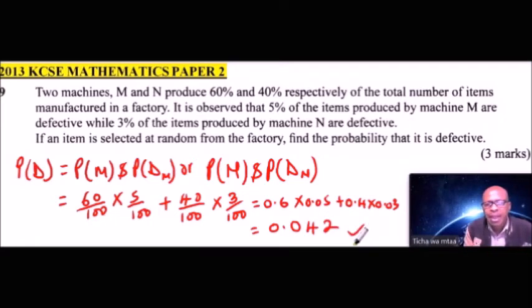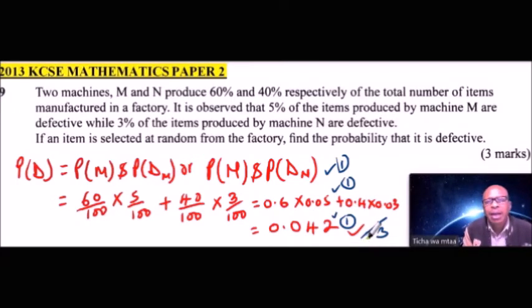So once you get that, you'll be able to get 3 marks. 1 mark for identifying and writing that fraction, 1 mark here, and the answer is 1 mark. So that adds up to 3 marks. So that is how you work out that question.